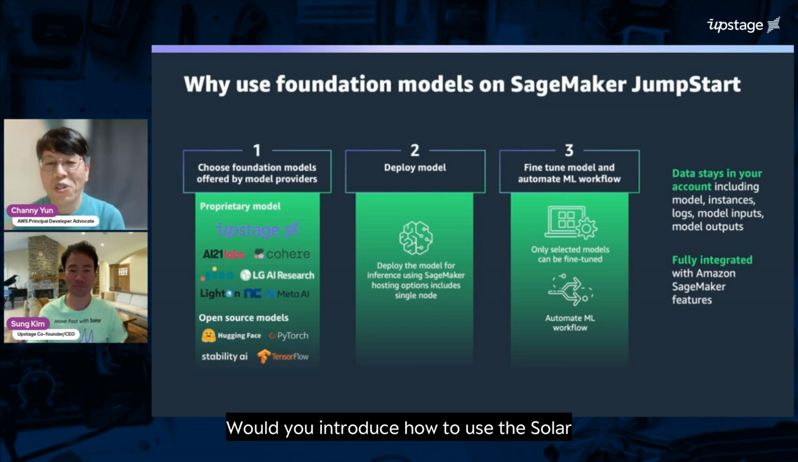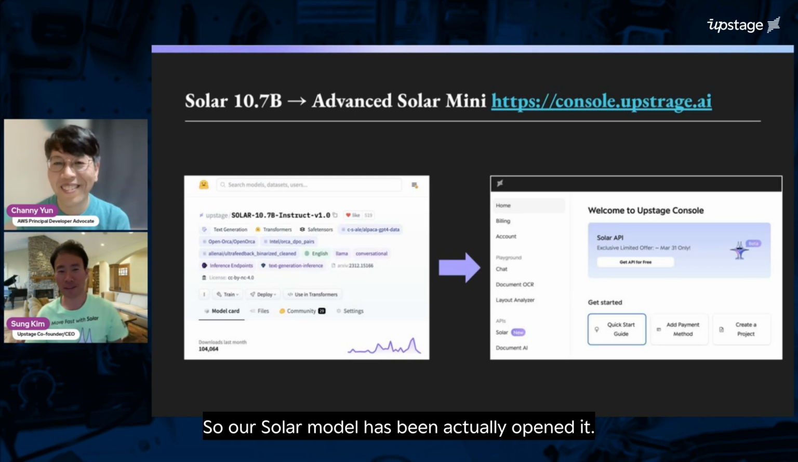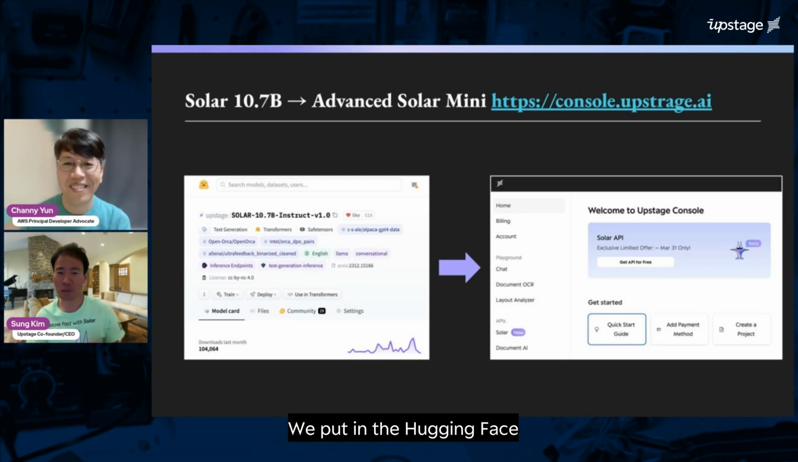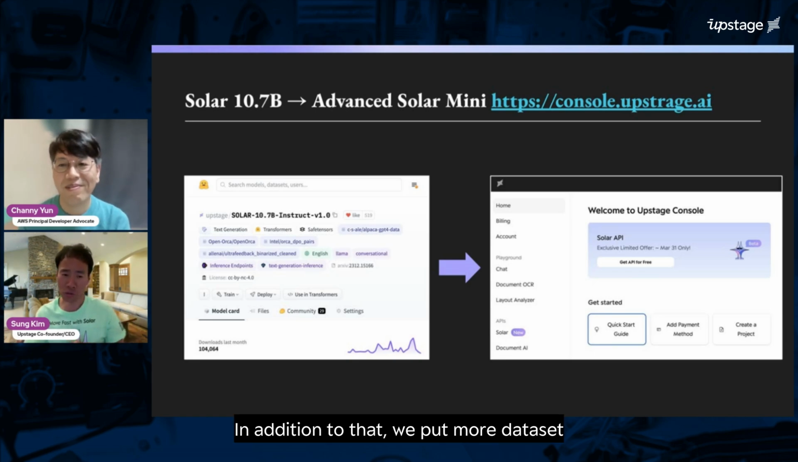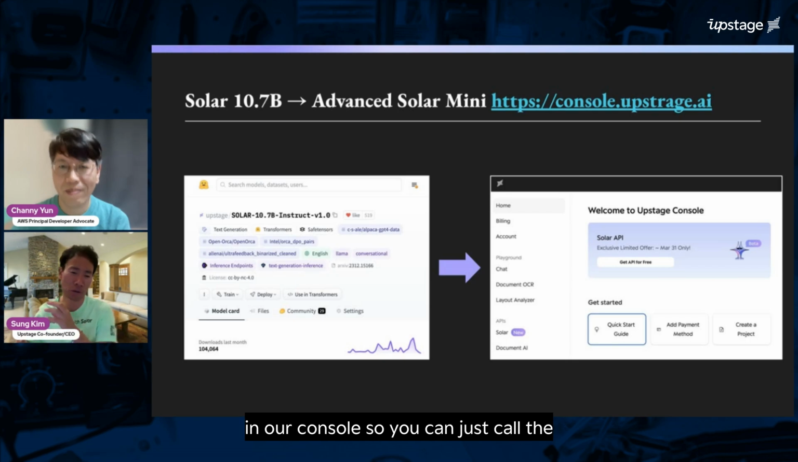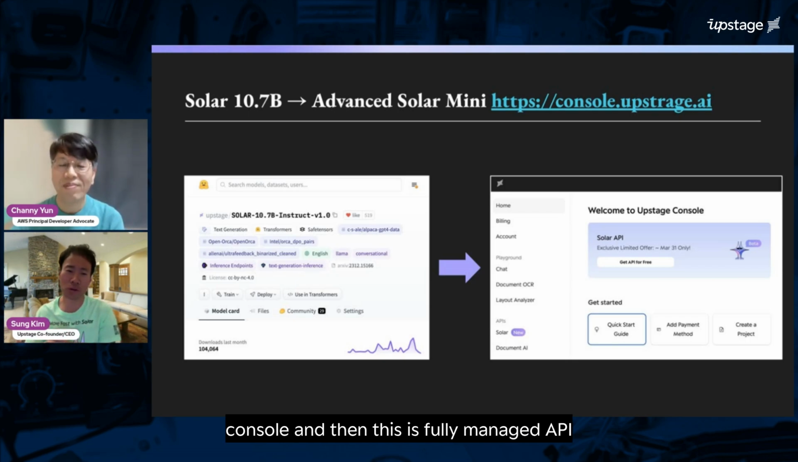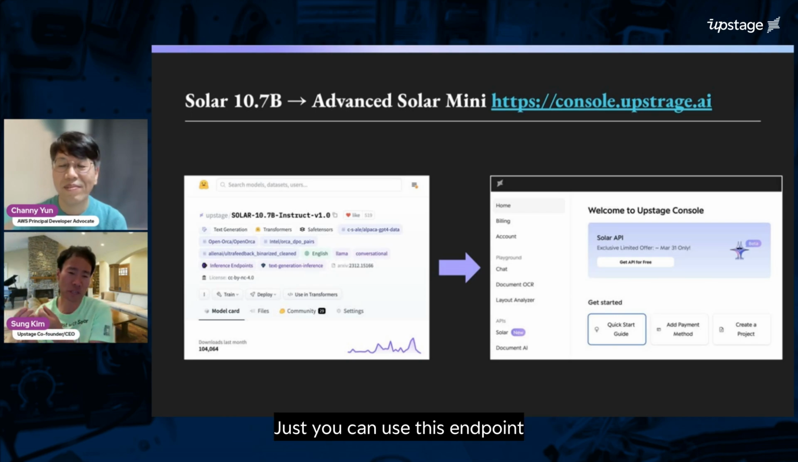Would you introduce how to use the Solar model in SageMaker JumpStart? Right. Our Solar model has actually been opened. We put it on Hugging Face, so you can download it as an open model. In addition to that, we put in more datasets and made it better, and then we put it in our console. So you can just go to the console, and this is a fully managed API. You can just use this endpoint and call it in no time.